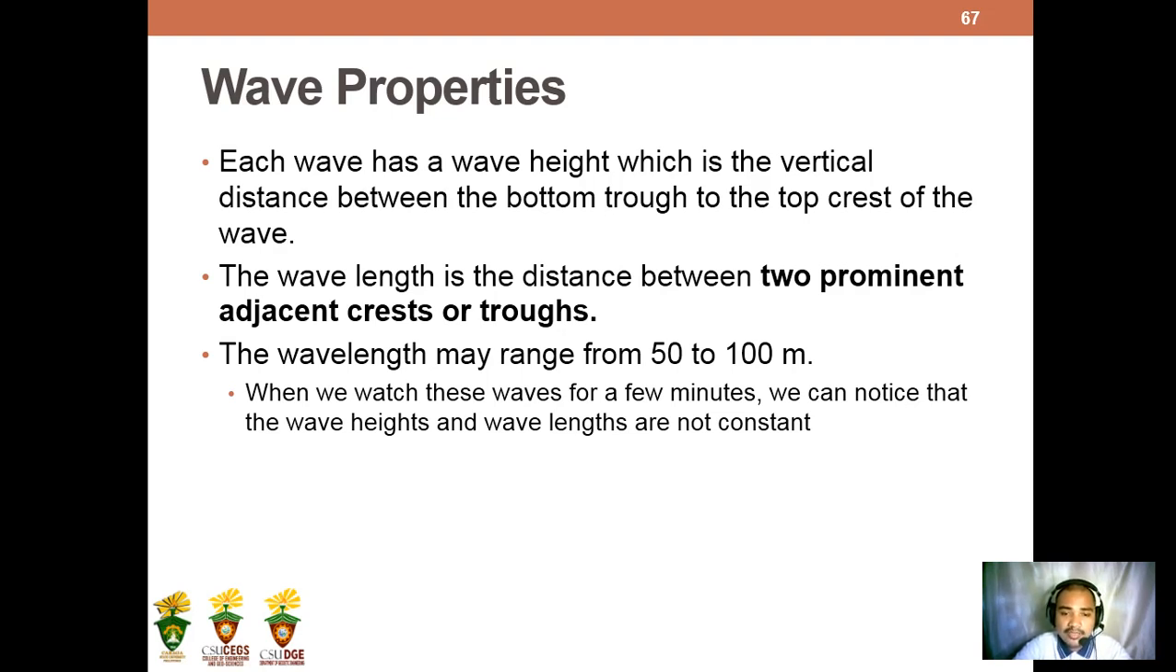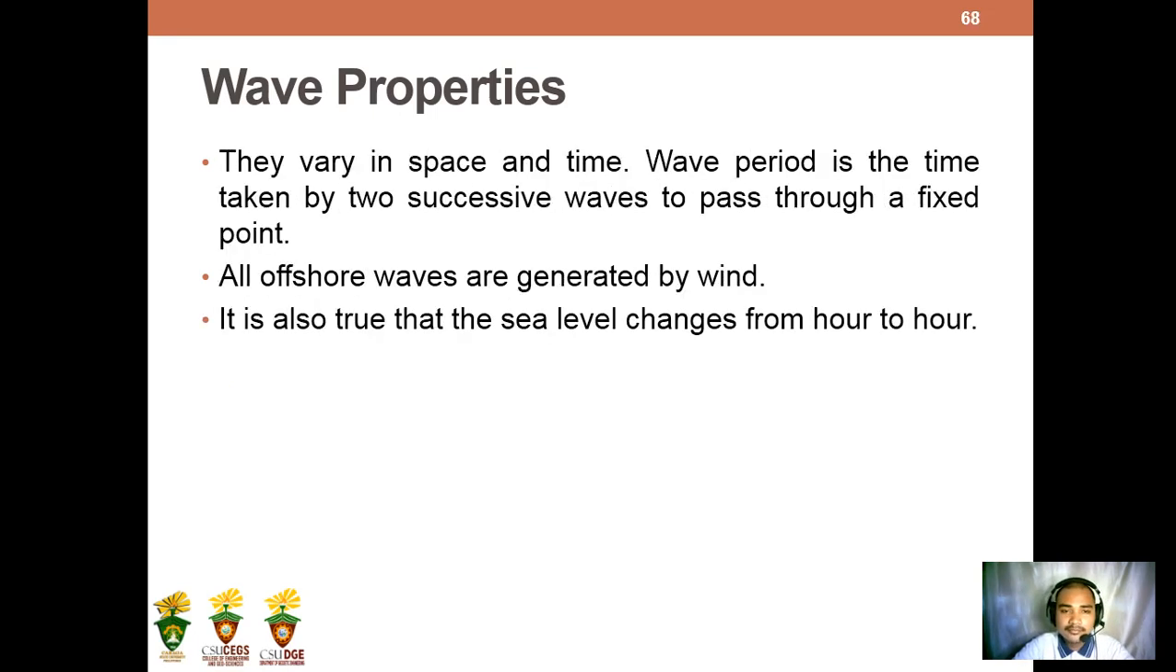When we watch these waves for a few minutes, we can notice that the wave heights and the wavelengths are not constant. You can observe this at the sea, or when you go swimming at the beach. The waves you experience are not the same height. They have different heights, and the approaching waves are not constant because they vary in space and time.